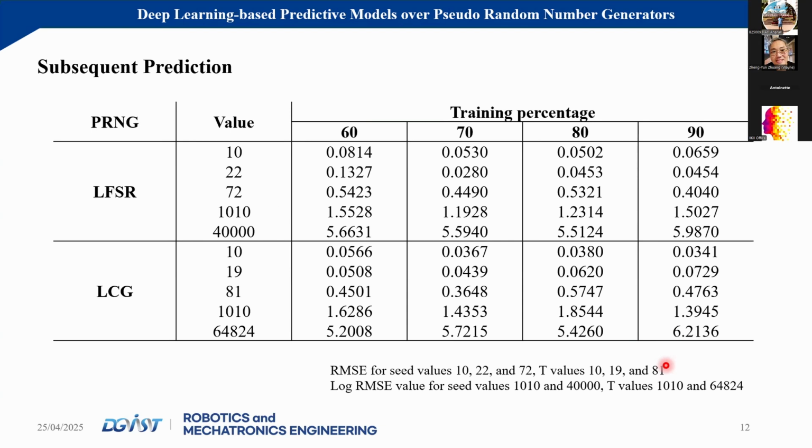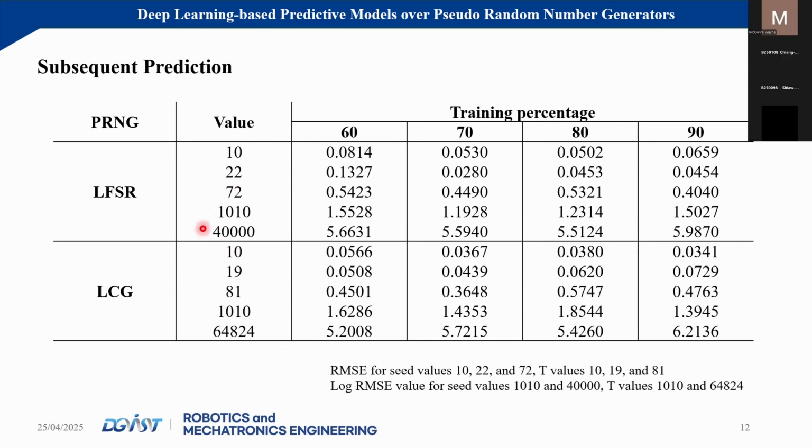We conducted several experiments to identify the optimal scenario to assess the network performance across different training and test data splits. We divided the entire sequence into parts, 90, 80, 70, and 60 percent for training, and the remaining parts for testing. In this table, we summarize the root mean squared error values for the lower values of 10, 22, and 72, and log RMSE values for the higher values.